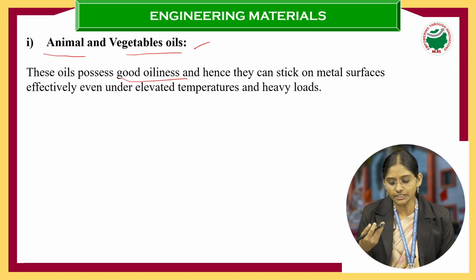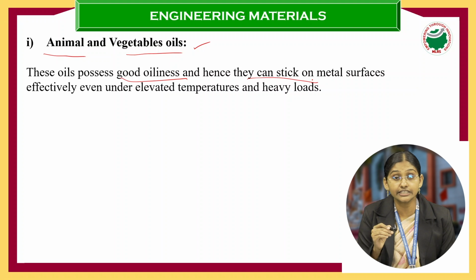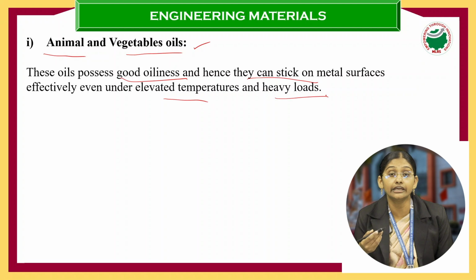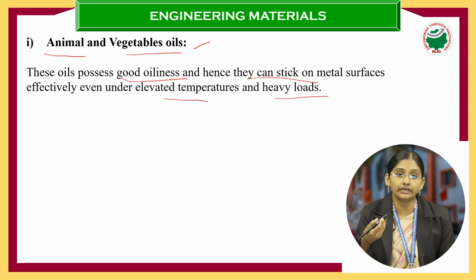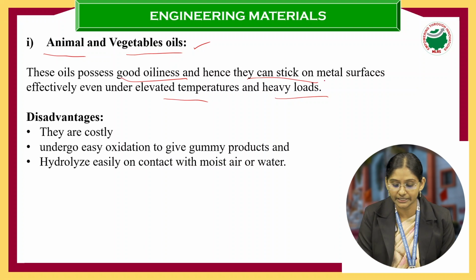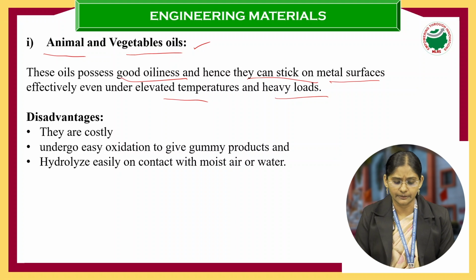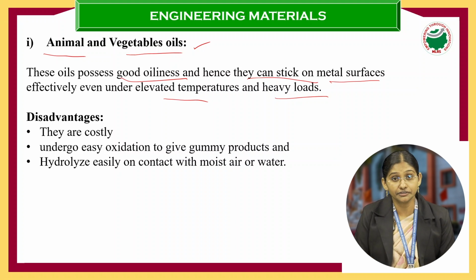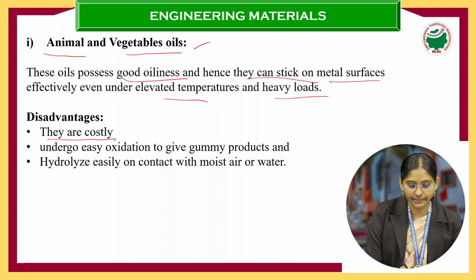They possess good oiliness and can stick on metal surfaces effectively even under elevated temperatures and heavy loads. Even when a heavy load is there, these types of animal and vegetable oils can stick finely on the metal surface. And these animal and vegetable oils suffer from a few disadvantages.